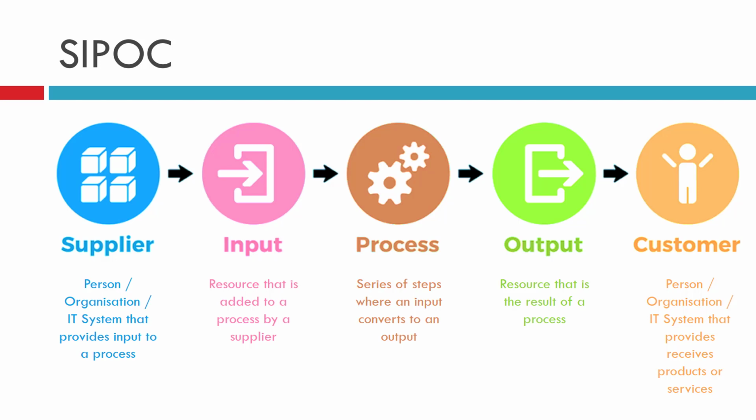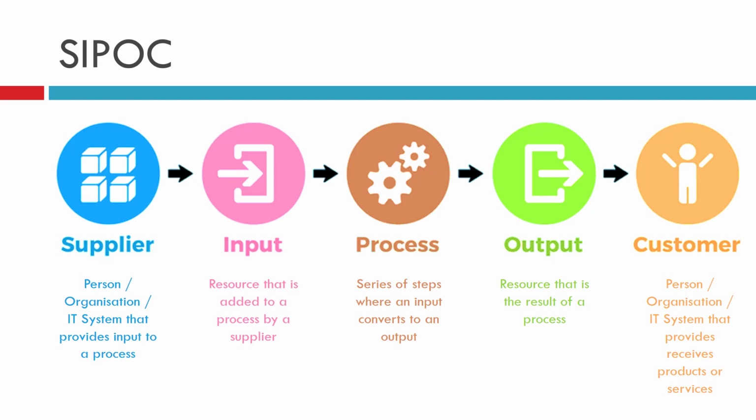Now here, a supplier is a provider of inputs to a process. This can be a person, organization, IT systems, and so on. Here the information related to upstream processes is also captured. Inputs are materials, information, and other resources needed to complete a process. This can come in a digital form or hard copies or verbal instructions and so on.